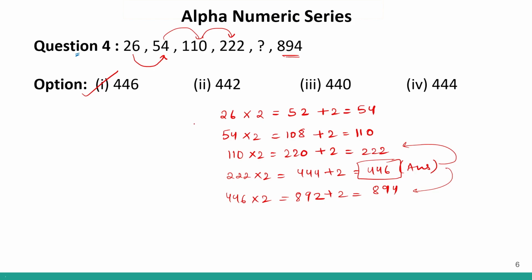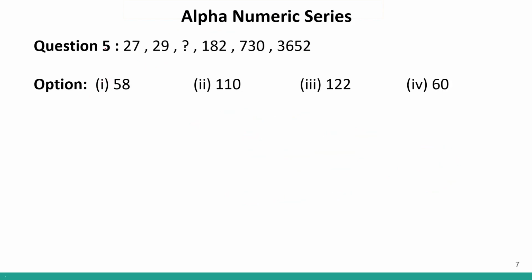Clear? Okay. Moving forward, question number 5. We have 27, 29, 182, 730, 365. Now I see a small jump, but here there is a huge jump, and here it is also a huge jump. So I am assuming it is a multiplication series. So from 27 to 29, I have to go 27 into 1 plus 2, correct? So 27 plus 2, that is 29, correct? From 182, if I have to move to 730, let's say 182.